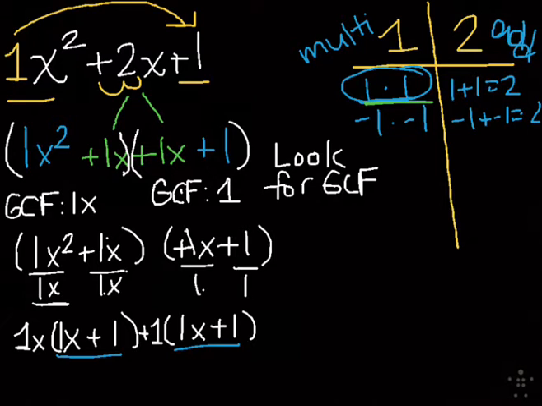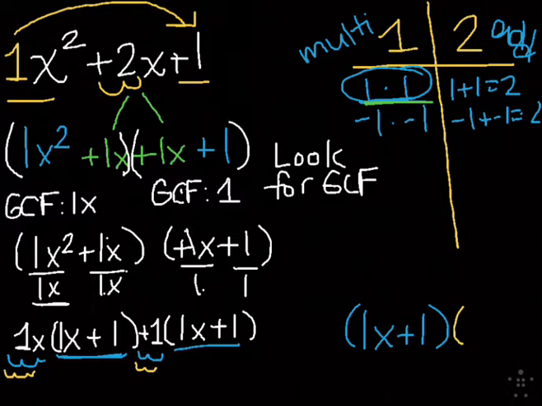So now our last step. We write what's in parentheses 1 time. And the GCFs that we had right here, we put those in parentheses together. So we have 1x plus 1. That's my answer.